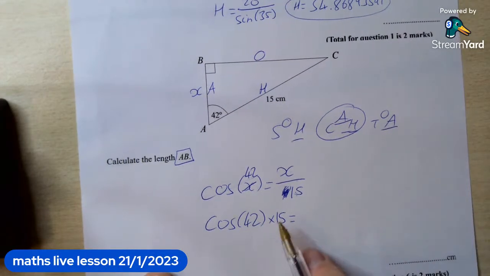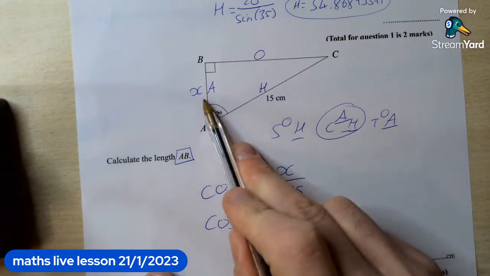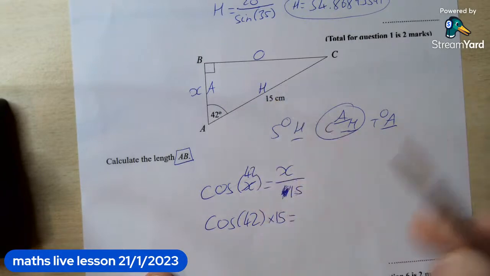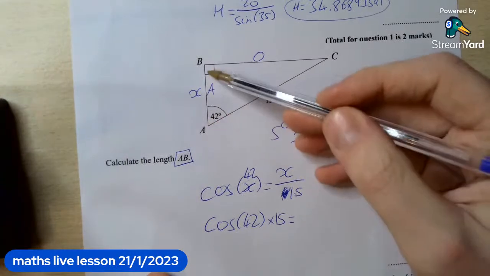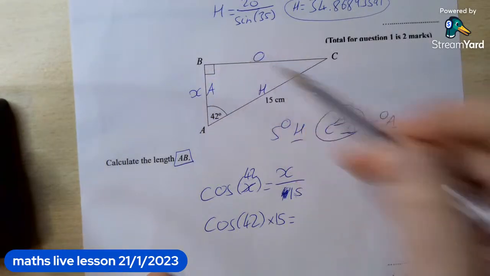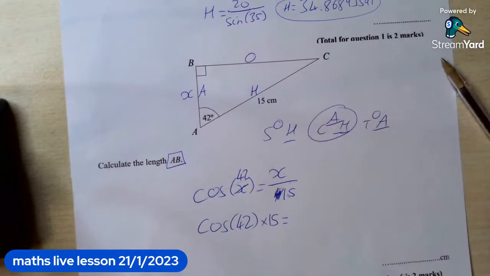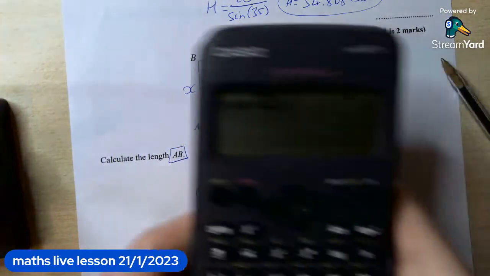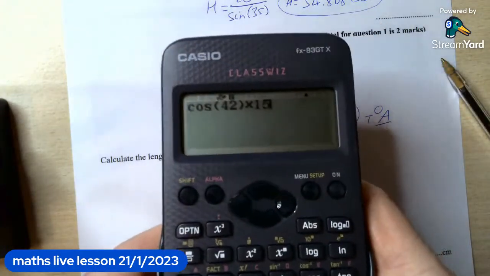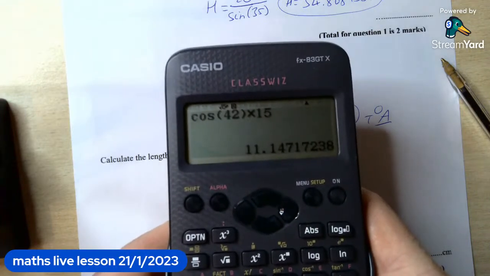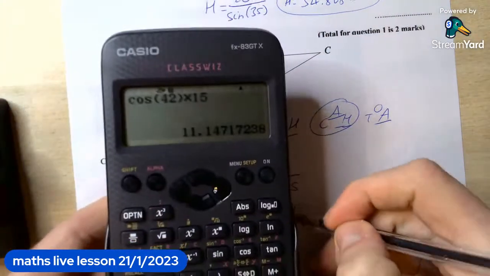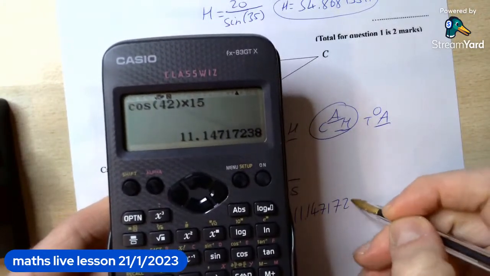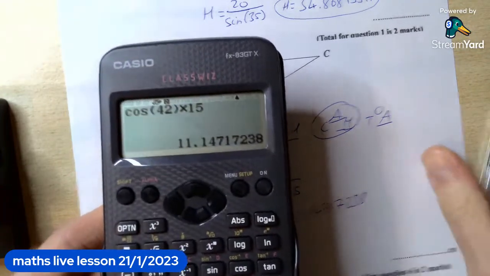If our answer is correct, because this is a shorter side compared to this one, our answer should not be bigger than 15, because that's the hypotenuse. That's one way to check if it's right. It might not necessarily be drawn to scale. I know that one looks bigger than that one. Be careful, they're not always drawn to scale in an exam. So cos 42 multiplied by 15. Can you see that? There you go. And our answer, luckily, is less than 15. So like before, write the full answer: 11.147217238. And that is our answer.